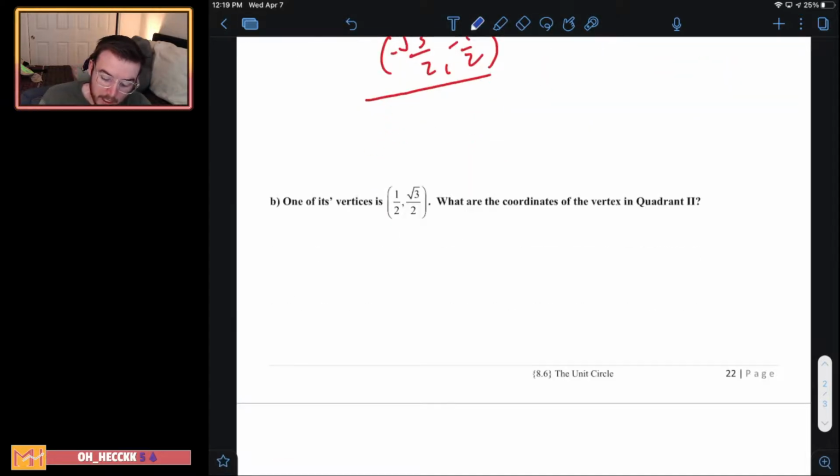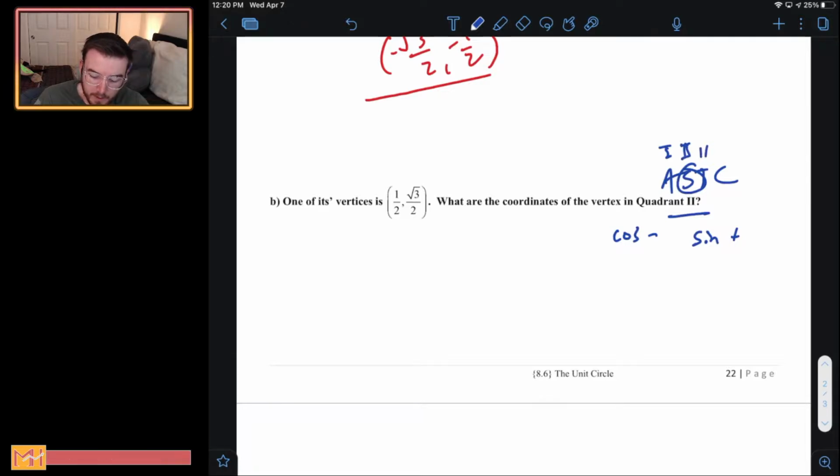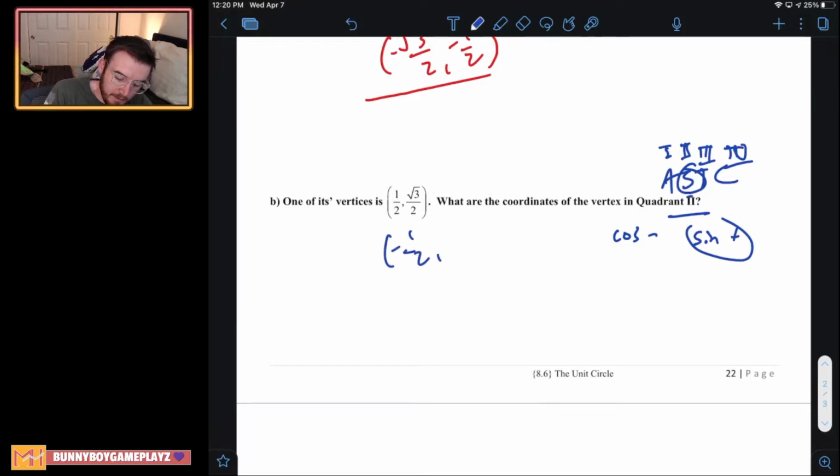What are the coordinates, though? In quadrant 2, we know that cosine is negative and sine is positive. Remember, ASTC. This is quadrant 1, all of them are positive. Quadrant 2, sine is positive. Quadrant 3, tangent is positive. Quadrant 4, cosine is positive. So sine is positive in quadrant 2, therefore cosine is negative. So this becomes negative 1/2 comma root 3 over 2.